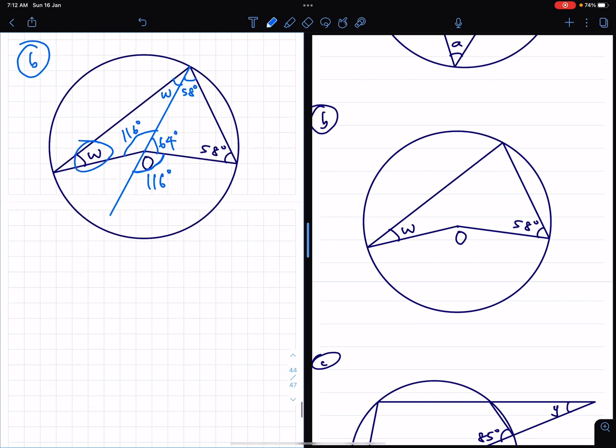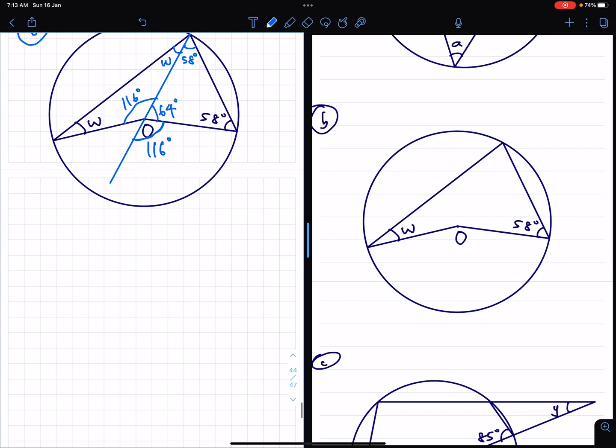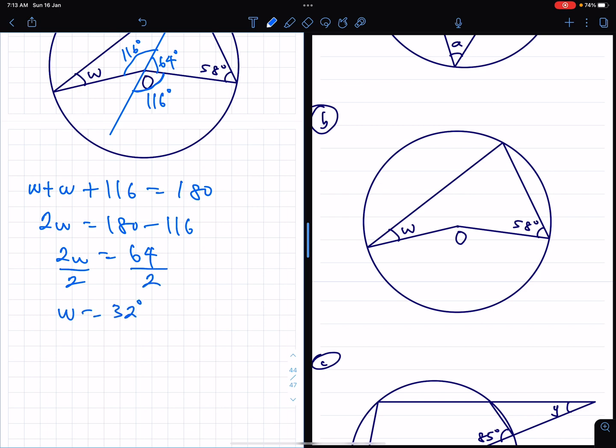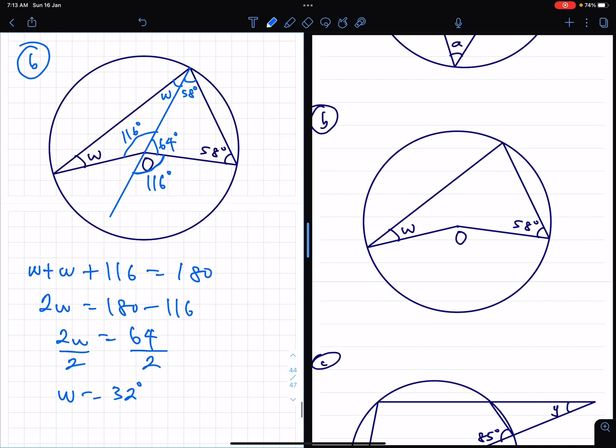Then that means W plus 116 equals 180, sum of angles in a triangle. Which simply means W plus W plus 116 equals 180, and that means 2W equals 180 minus 116, which means 2W equals 64. And of course, dividing both sides by 2, W will be equal to 32 degrees, and that's it simply.